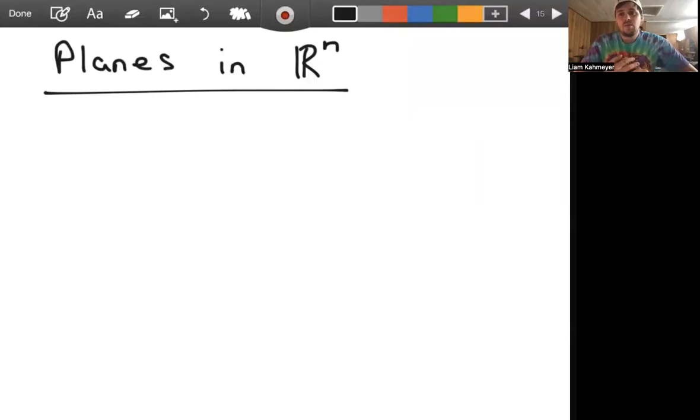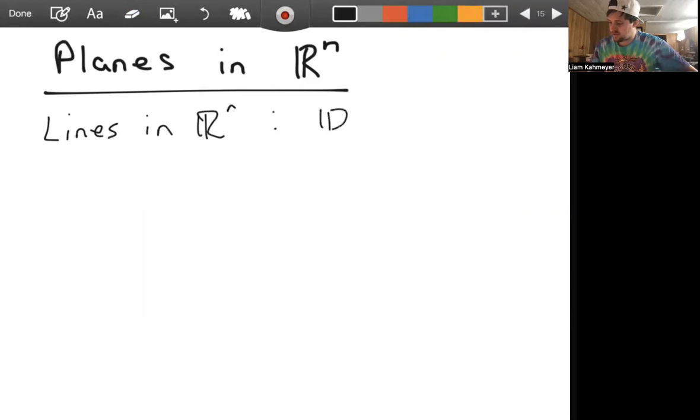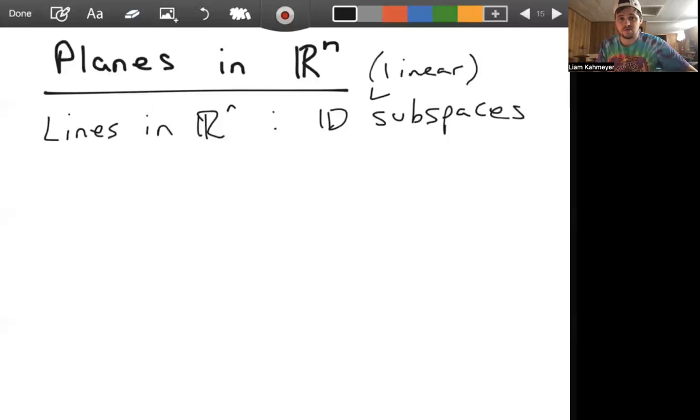Okay, now we want to use the dot product to look at another application and describe planes in Rn, right? We started with lines in Rn, which were one-dimensional subspaces. And I should say linear, right? Because nonlinear curves are also one-dimensional subspaces.